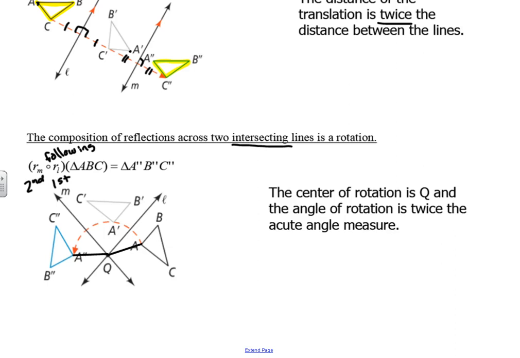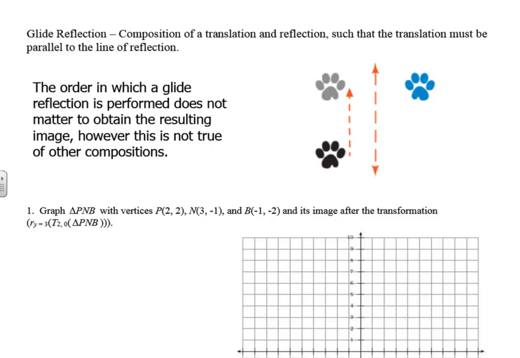And how do we know what that rotation is? It's twice the acute angle measure. The acute angle, if we look at these two here, this one would be the acute angle. It's the one that's less than 90 degrees from the intersecting lines. Okay, so those are two special cases. And here's our third one. This one's called a glide reflection.